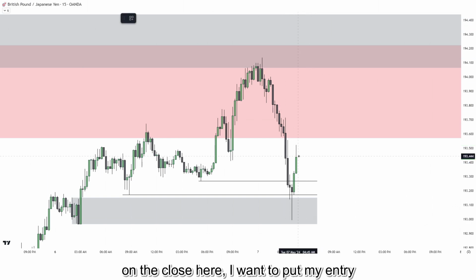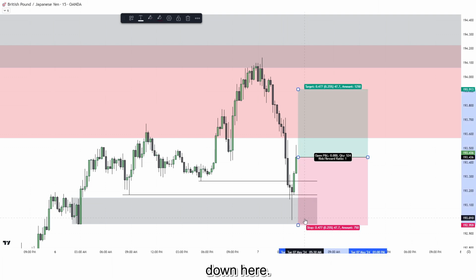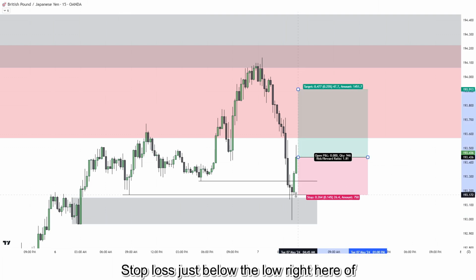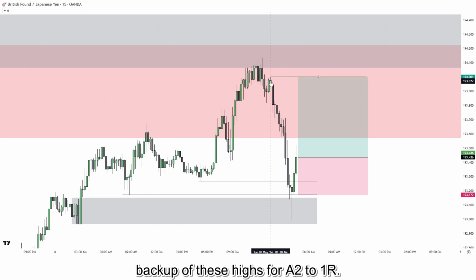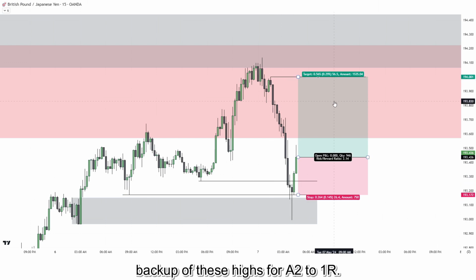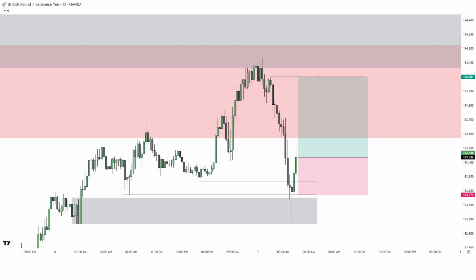So on the close here, I want to put my entry down here, stop loss just below the low right here of that displacement candle higher, targeting back above these highs for a 2-to-1 R. Let's see how this one plays out.